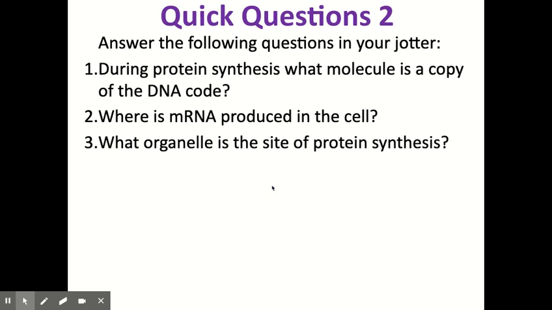Number 1, during protein synthesis, what molecule is a copy of the DNA code? The answer for this one's mRNA, or messenger RNA. Where is mRNA produced in the cell? Be really careful, this is quite a trick one. So mRNA is produced in the nucleus, so nucleus is the answer, and that's because it's a copy of DNA. And DNA is found in the nucleus and can't leave, so the copy has to be made there, and then the mRNA travels out to the ribosomes. So nucleus for number 2. What organelle is the site of protein synthesis? It's the ribosomes. So there we go.